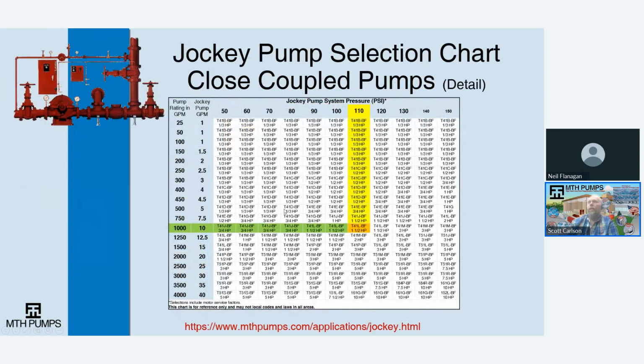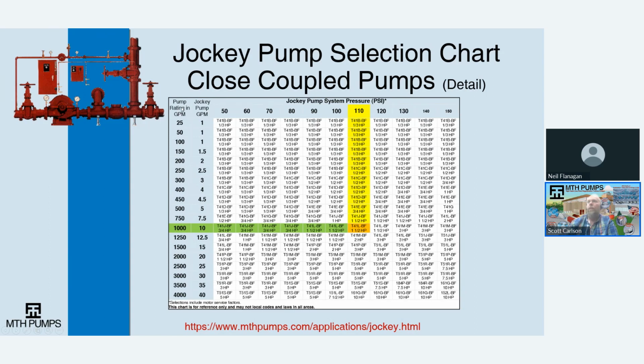With a jockey pump, sometimes called a maintenance pump in a fire system, it's the secondary pump that just keeps the pressure in the system. It's not made to run if there ever is a fire. There's a bigger pump that does that. So we have a selection chart for that as well.